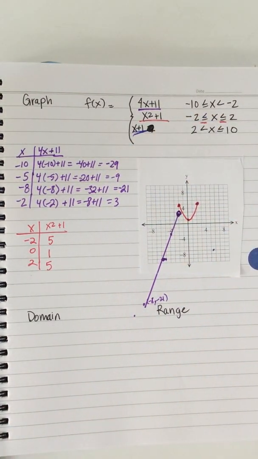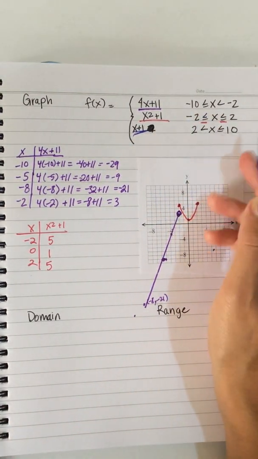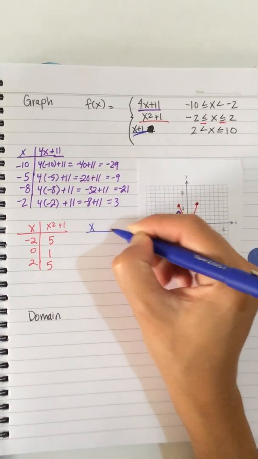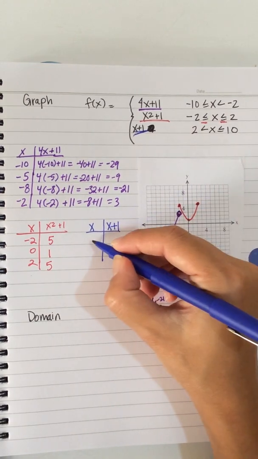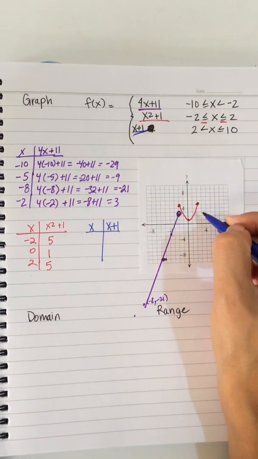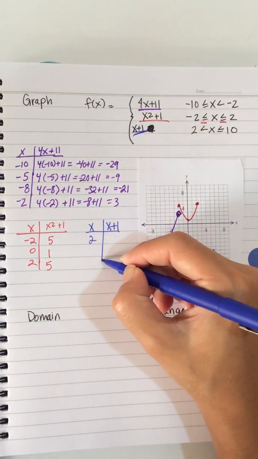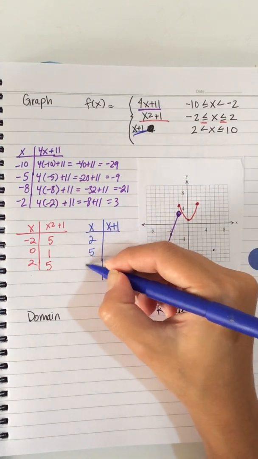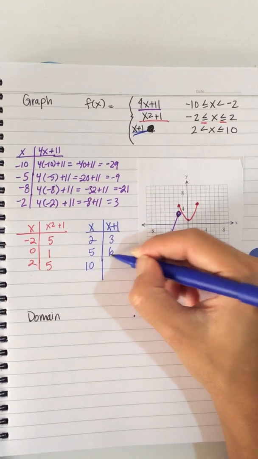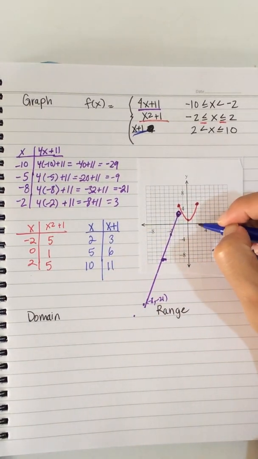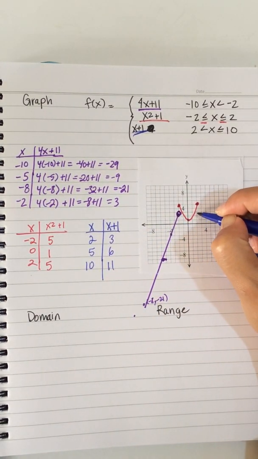x plus 1, between 2 and 10. So we know we're going to connect 2. Let's just do 5 and 10. 2 plus 1 is 3, 5 plus 1 is 6, 10 plus 1 is 11. That's easy. So at 2, we're at 3.